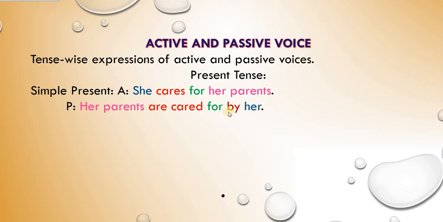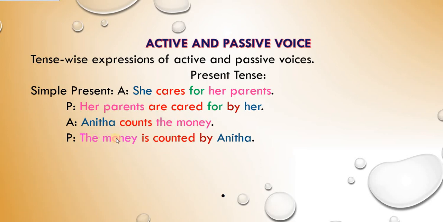See, we have added by to show she is the one performing the action on her parents. What is her action? Caring for them. One more sentence we can see. Anita counts the money. Very simple sentence. Passive voice becomes the money is counted by Anita. Is is the auxiliary verb and the ed form of count becomes the be form of the verb.